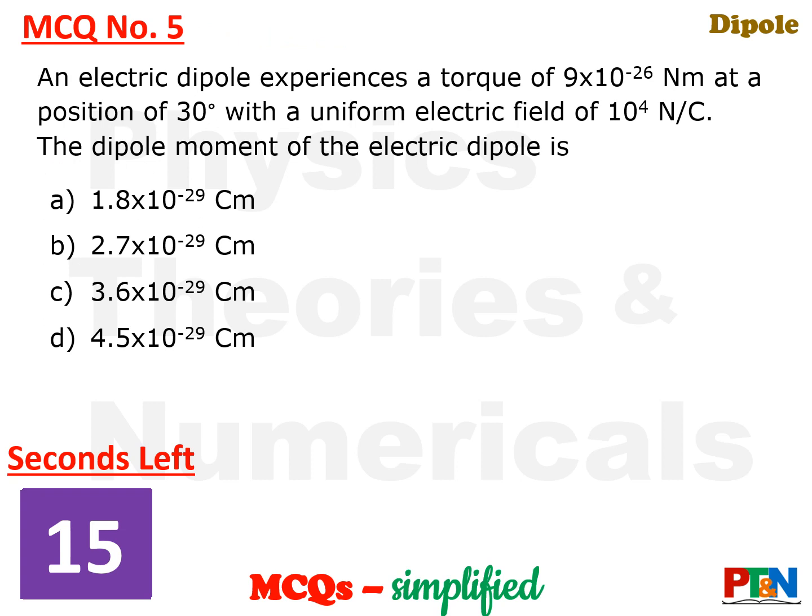Next MCQ. An electric dipole experiences a torque of 9 into 10 to the power minus 26 Newton meter at a position of 30 degree with a uniform electric field of 10 to the power 4 Newton per Coulomb. Now, what is the dipole moment of that electric dipole? 15 seconds time for you. 4 options. Your time starts now.